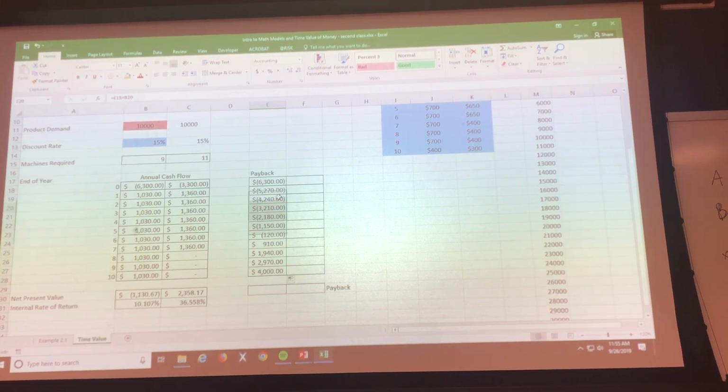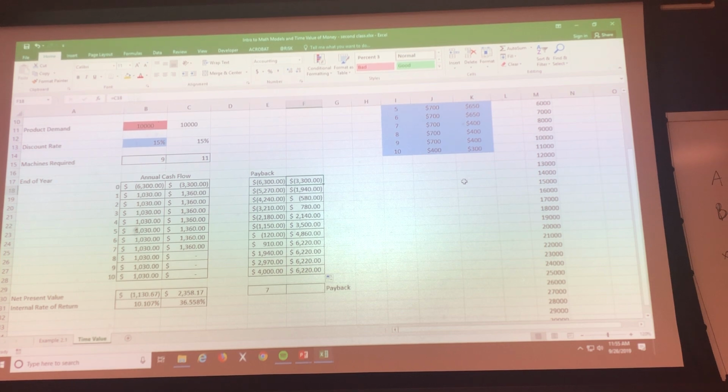And what you see is that you're paying off that $6,300, $1,030 at a time, until you eventually get to a year where you have a positive value. It was during that year 7 that you finally recouped your initial investment. And these are set up in such a way that I can just copy this whole column over one.